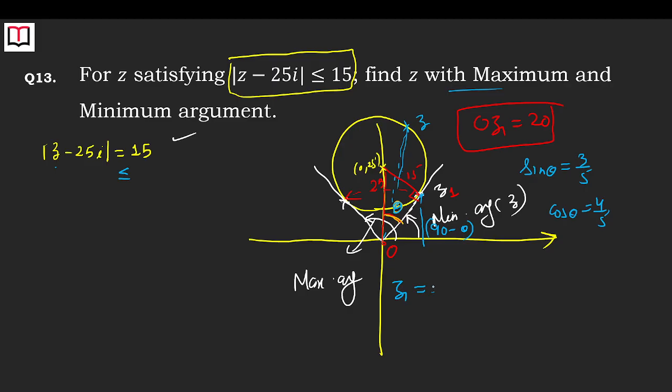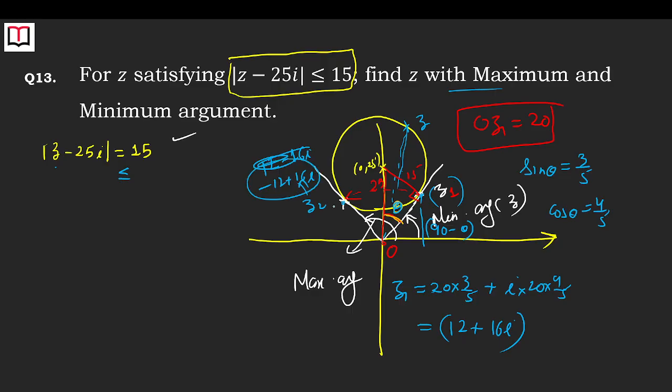So r sin theta is 20 into 3 by 5, plus iota times r cos theta. So 20 into 4 by 5, so it is nothing but 12 plus 16 iota. So if this is the complex number with minimum argument, then for maximum argument it will be minus 12 plus 16 iota, as this is the mirror image, which you can easily check. Okay, so that's it.